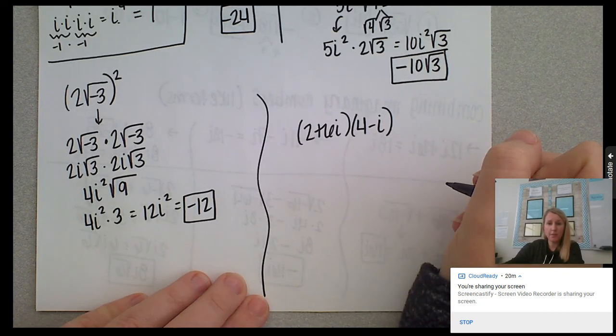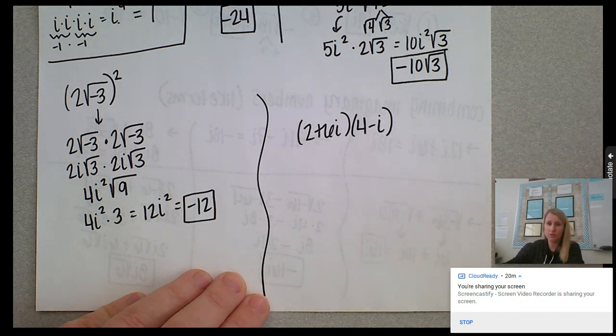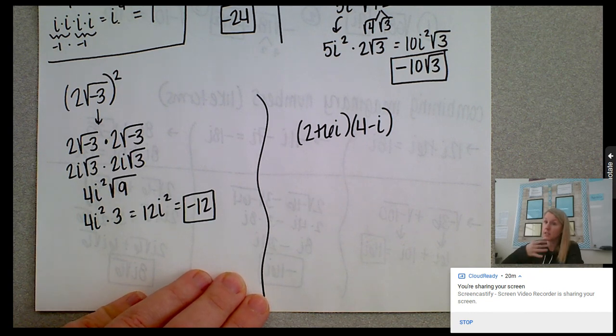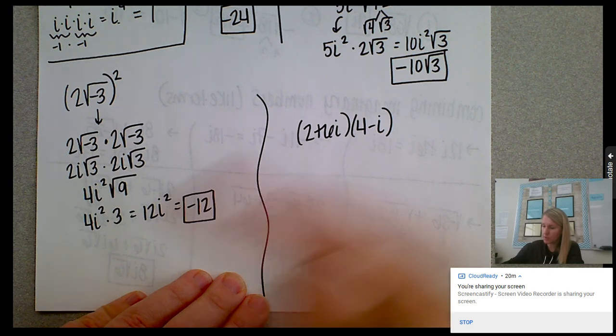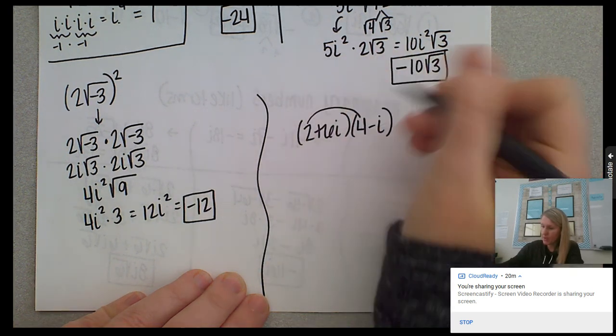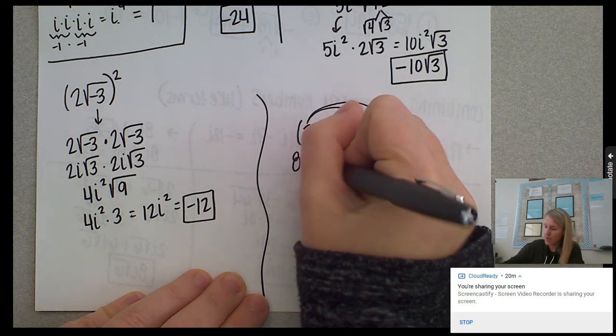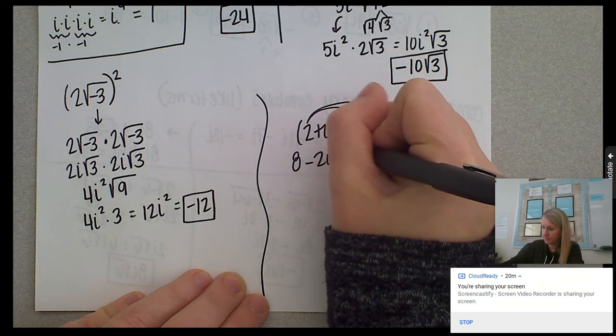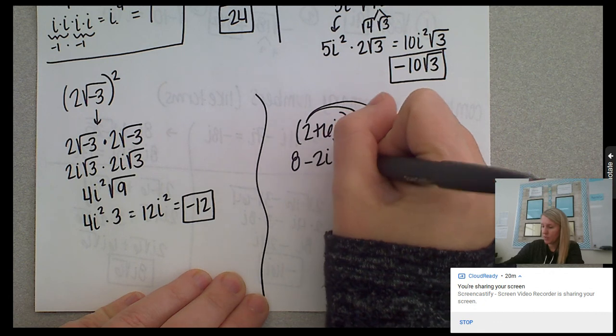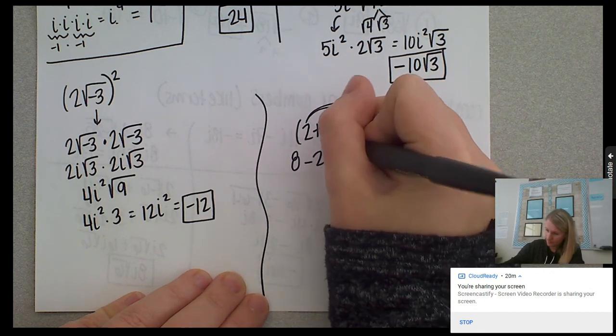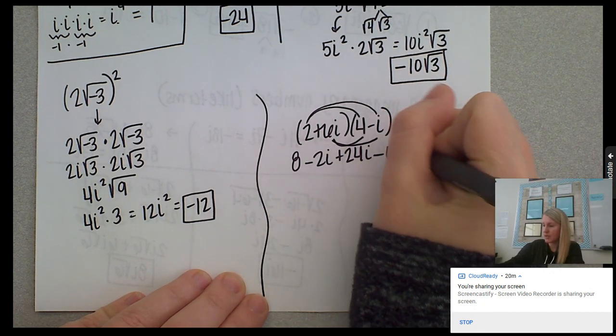All right, we have this problem. We've done this problem a million times. We've distributed in every chapter, I think, so far this year. So we're going to distribute. Just keep in mind, stay organized with those i's. So when I distribute, I get 8 minus 2i plus 24i minus 6i squared.